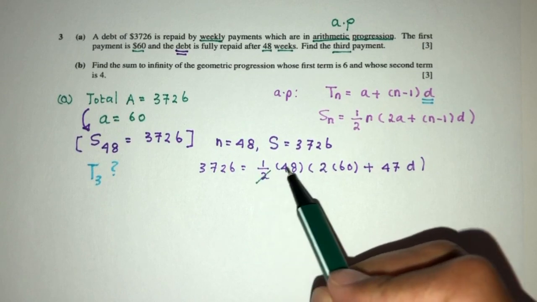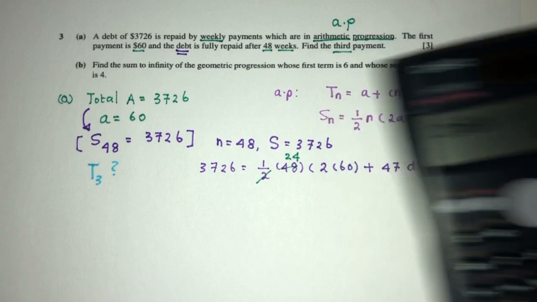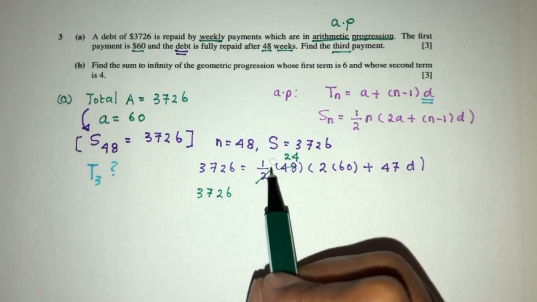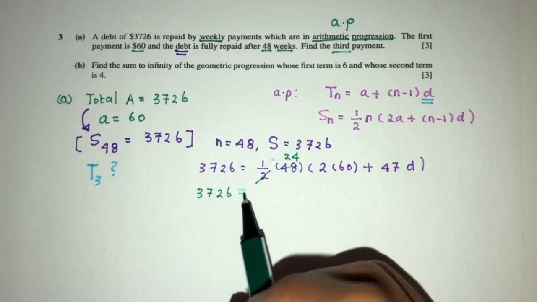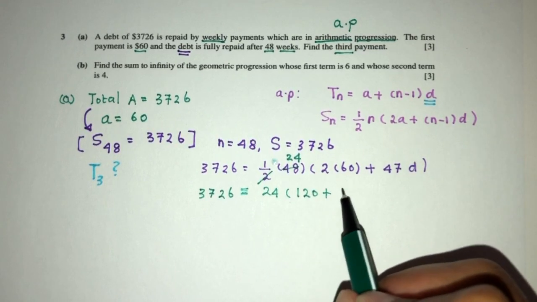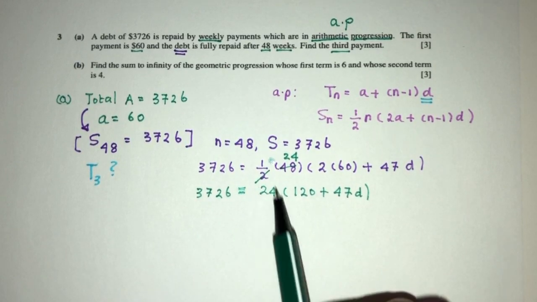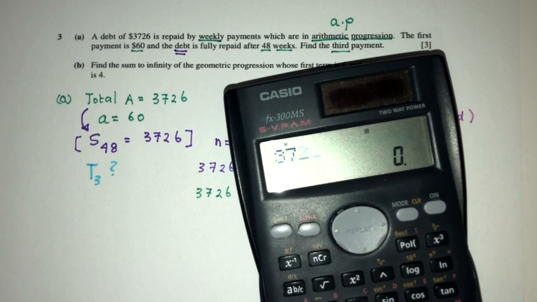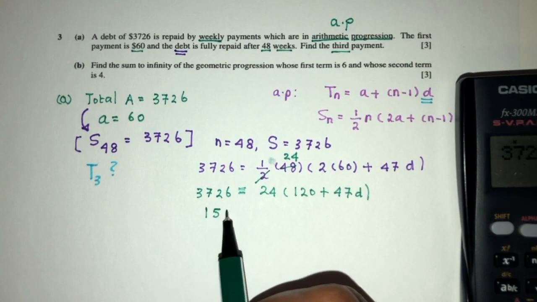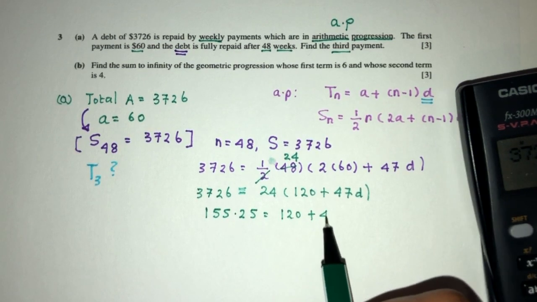So first thing, we can cancel out 2, that will be 24 here. And we have 2 times 60, that will be 120. So here we have 3,726 equal to 24 times 120 plus 47d. Now we can also simplify this. So let's try 3,726 divided by 24, that will be 155.25. That will be 120 plus 47d.